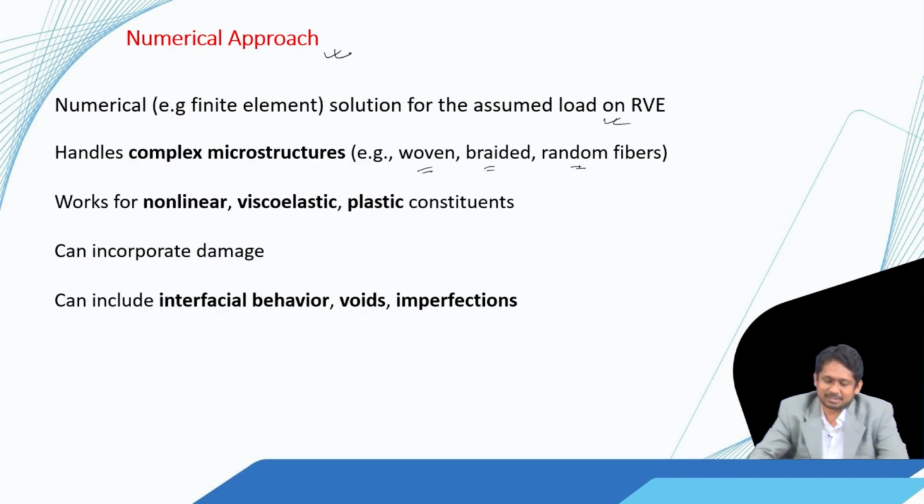Similarly, so far we have assumed that the fiber and matrix are linear and isotropic, but in reality they can exhibit nonlinear behavior, they can be viscoelastic, and they can exhibit plastic behavior also. Also, there was limited possibility for us to include damage or voids in the medium, but here we can do that, or any other imperfection can also be accounted for. That is why the numerical approach has been gaining a lot of popularity nowadays. There has been a good number of research papers published in the last 2 decades, so interested learners can refer to those.